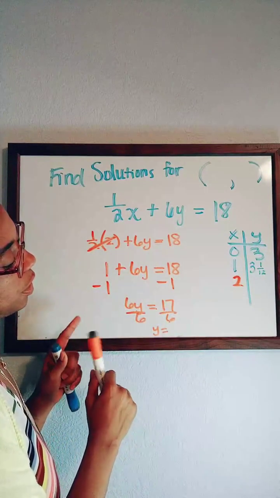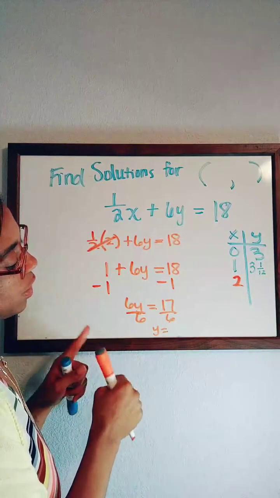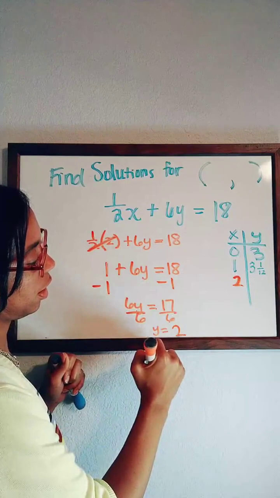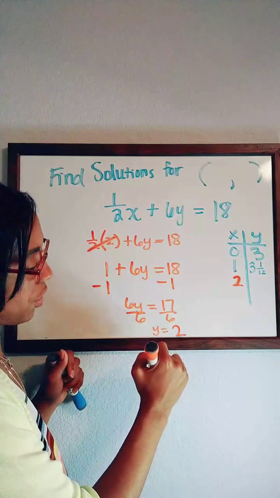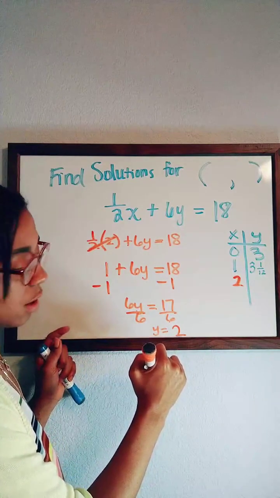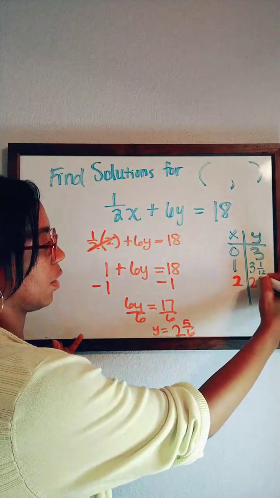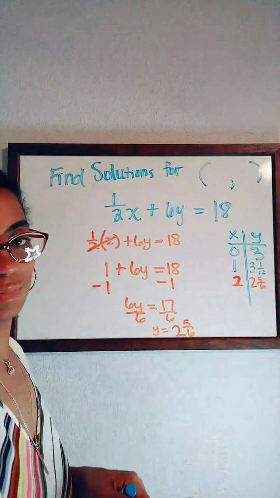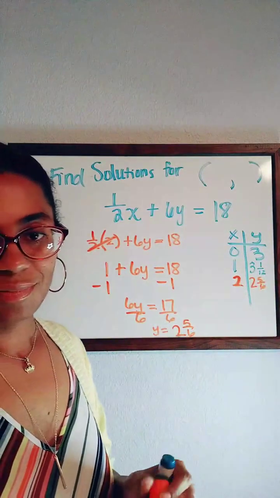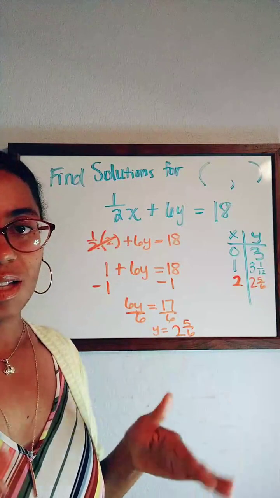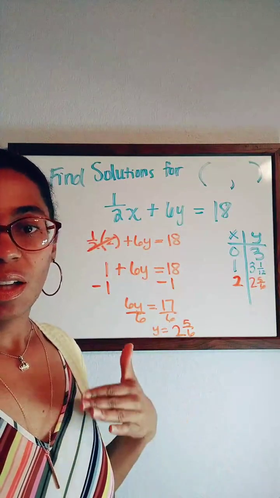6 and 2 will be 12. So that would be 2 and what is that? 5 over 6? Yeah. So I still got an ugly little fraction. Very good. Excellent.